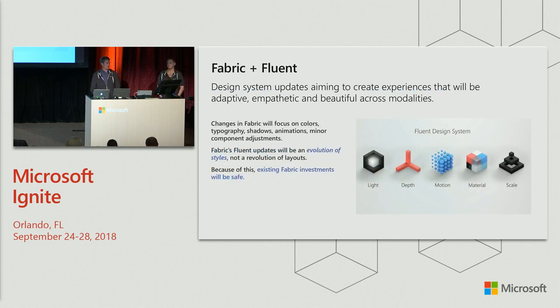So now I want to talk a little bit about Fluent and what it means for Fabric. We get a lot of questions about what is Fluent, how it's different from Fabric, are they the same thing? And Fluent is really Microsoft's design system that aims to make our products more cohesive and adaptable across Microsoft. It's really about the design styles across Microsoft and the behaviors.